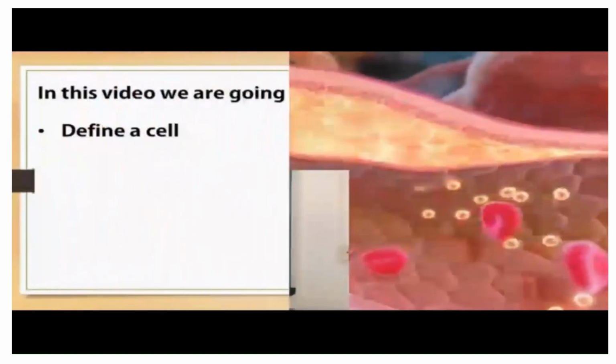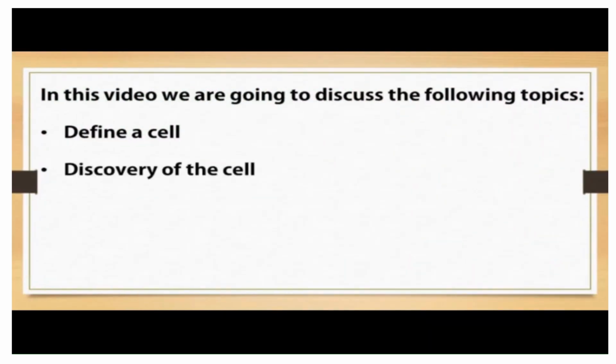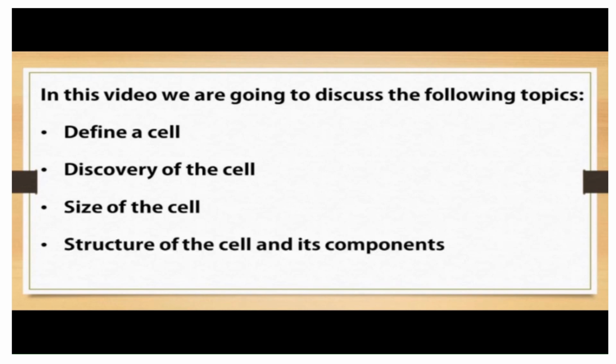Firstly, we are going to define a cell. Next, we are going to see who discovered, how the cell was discovered. Next, we are going to see the size of the cell. Last but not the least, we are going to see the structure of cell and its components.